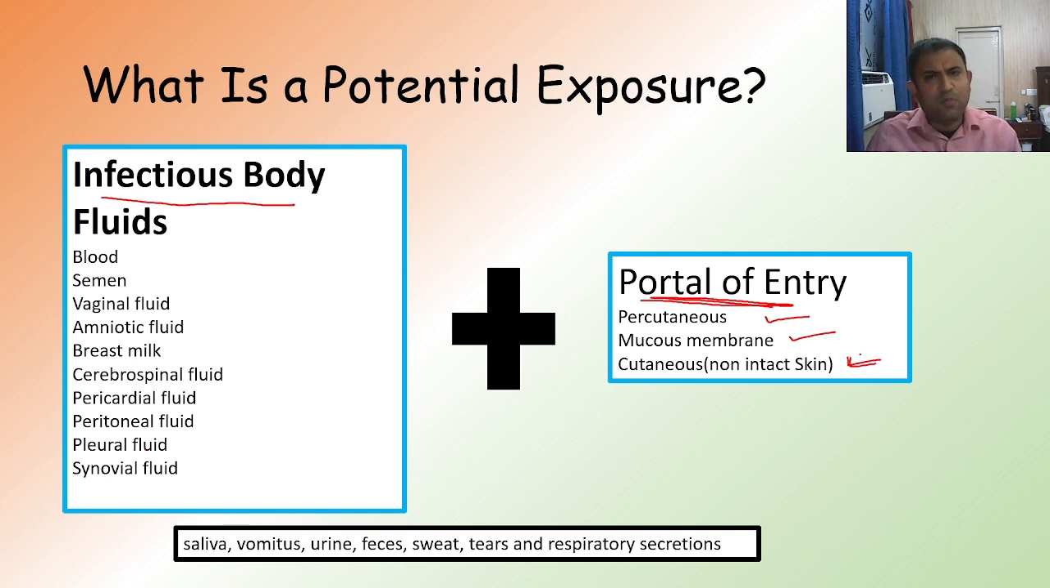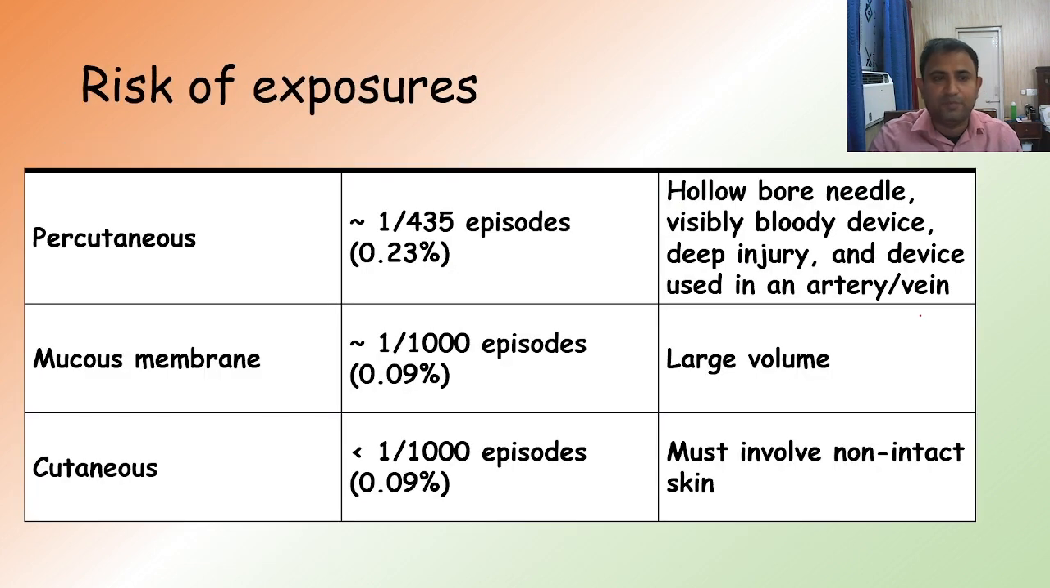What body fluids don't constitute to be infectious? Saliva, vomitus, urine, feces, sweat, tears and respiratory secretions do not constitute as infectious unless the saliva or the urine is visibly blood stained. So all this does not require post-exposure prophylaxis, or does not constitute an infectious body fluid under the classification of infectious body fluid. So you should be having an infectious body fluid firstly, and then there should have been a portal of entry. Both of these are defined as a potential exposure.